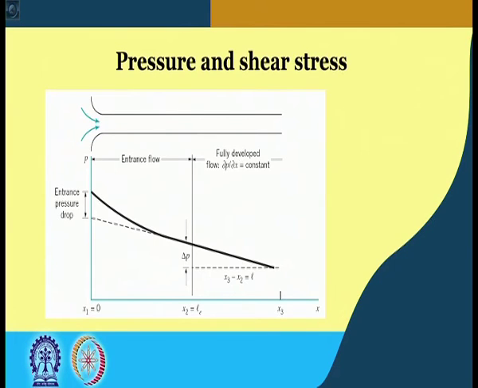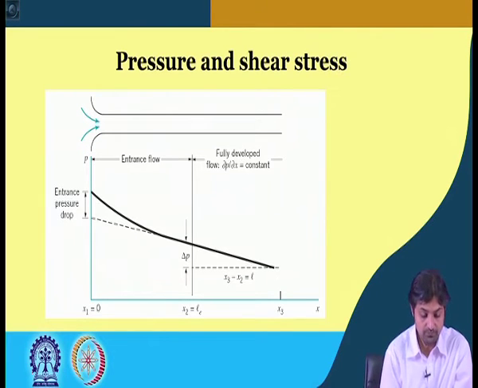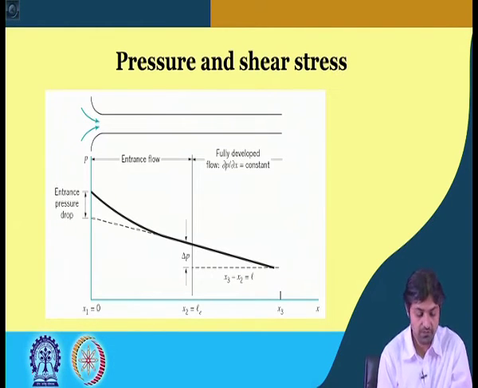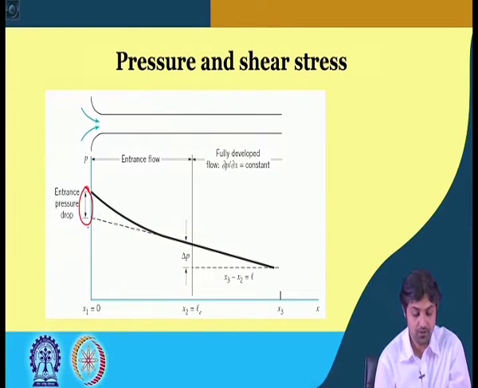Welcome back, students, to yet another lecture of pipe flow. Last time we finished talking about the entrance region, and now we are going to see what the pressure and the shear stress distribution is, through a graph, in both the entrance region and the fully developed flow region. As you see in this graph, as soon as the water enters the pipe, there will be a pressure drop here, and that is called the entrance pressure drop.